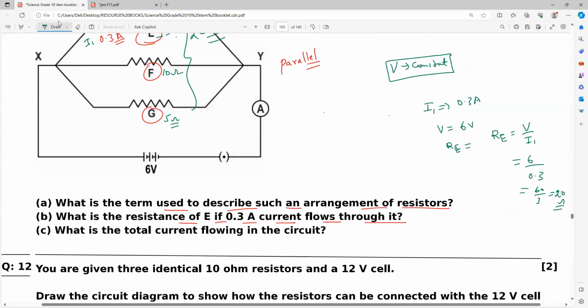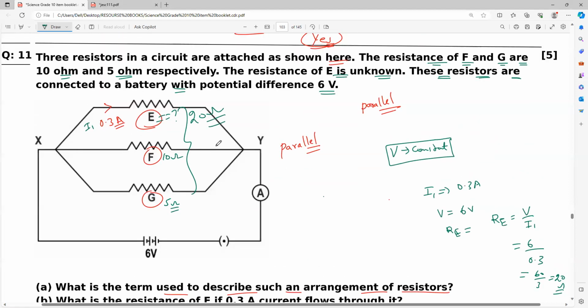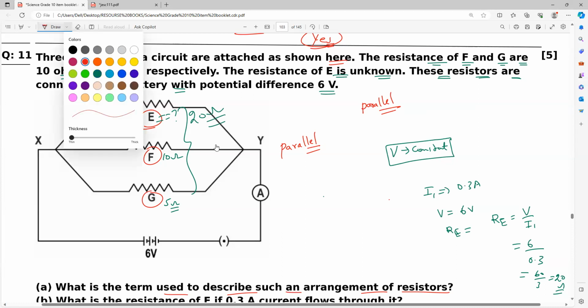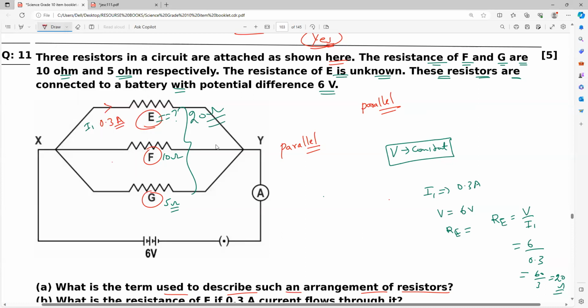What is the total current flowing in the circuit? Total current they are asking. There are two ways to solve for the total current. Anybody tell? Both methods I'll teach you, observe. I already know I1, then I2, then I3. I'll find it this way. So what is I2?